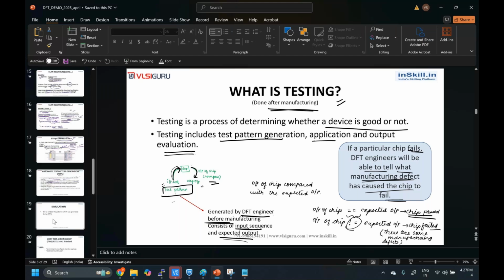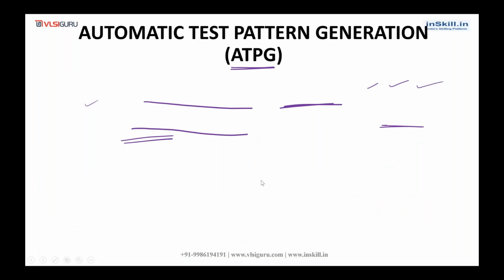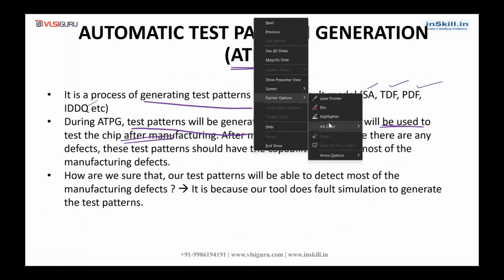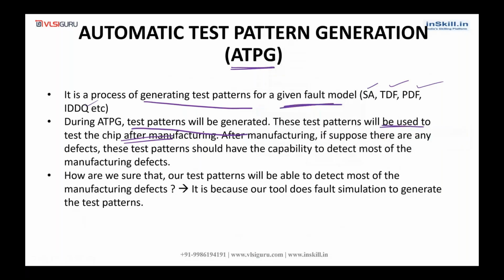During ATPG, test patterns will be generated, and these test patterns will be used to test the chip after manufacturing. After manufacturing, if there are any defects, these test patterns should have the capability to detect most of the manufacturing defects.